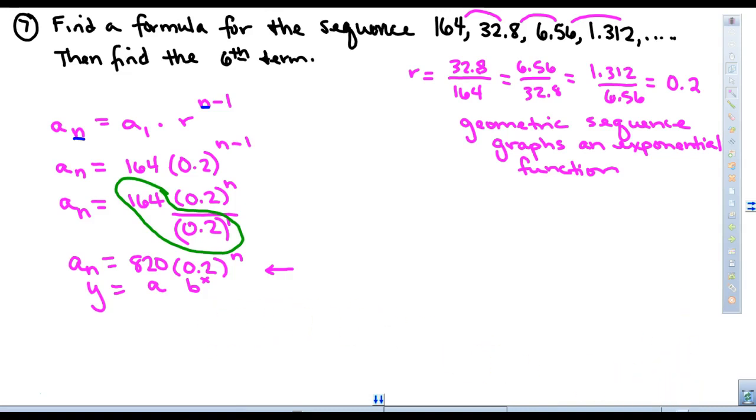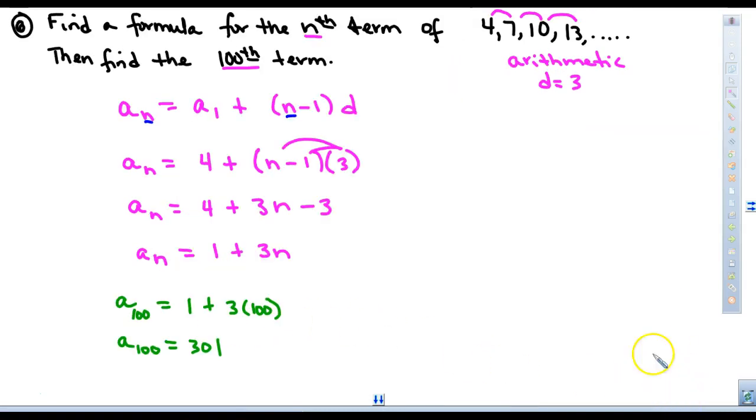Okay? Now I need to back up to number 6 because we're going to really look at how an arithmetic sequence will graph a linear function.